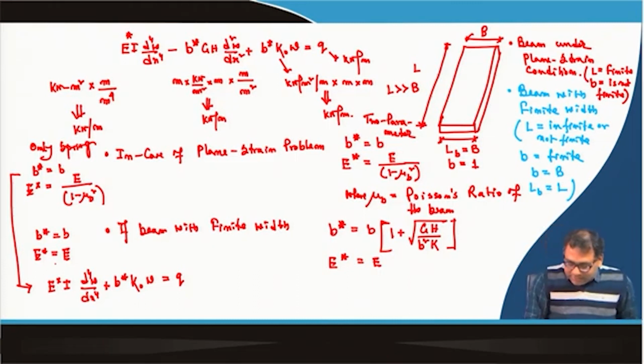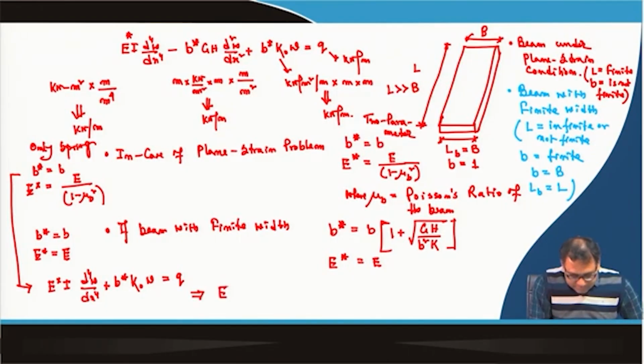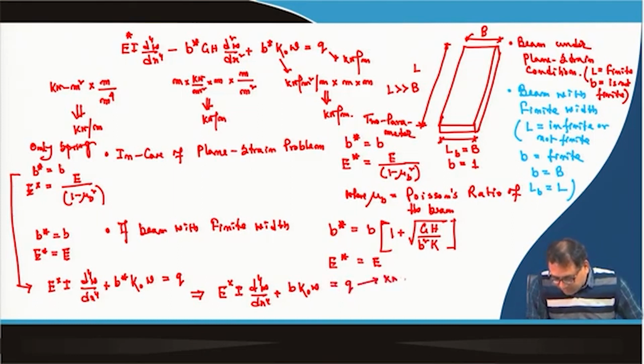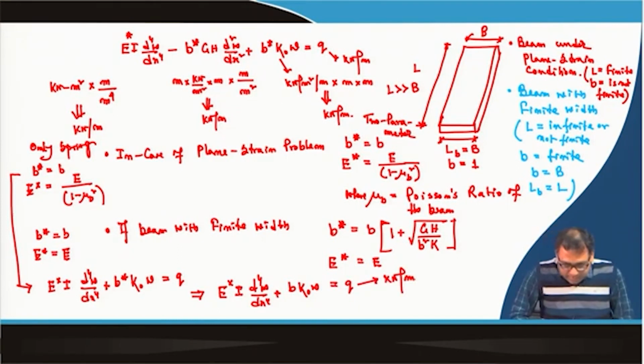So, that means if your beam is resting on spring, whether it is a beam under plane strain condition or a beam with finite width, then B star is always equal to B, and that is why our general expression is always E star I d4w/dx4 plus B k0 w equals q, where remember that q is kilonewton per meter.